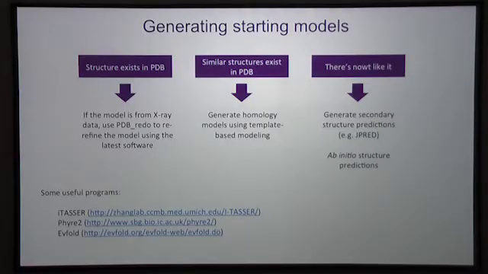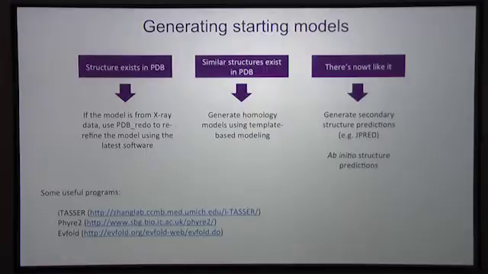If your structure doesn't already exist in the PDB, but there are homologous structures, then you can use template-based modeling to generate models for that. And at the bottom, I've just placed a few programs that I personally find useful to do that. Now, if there's nothing like it in the PDB, first of all, check, because most folds have now been solved. So is yours really a novel fold? Is there really nothing like it? If there isn't anything like it, then you can do ab initio structure predictions. There are programs for that. And also, you can generate what tend to be very accurate secondary structure predictions, and these are incredibly useful for model building.